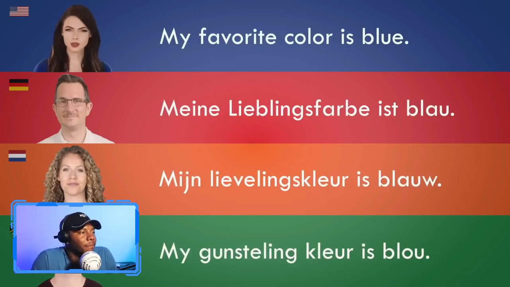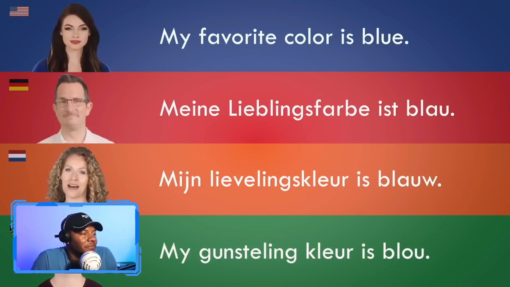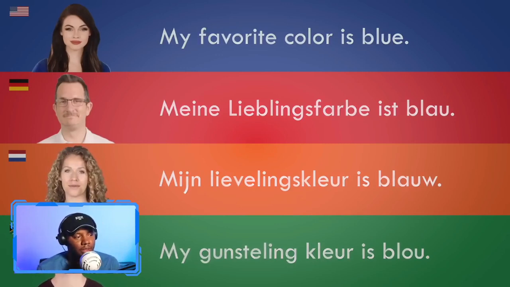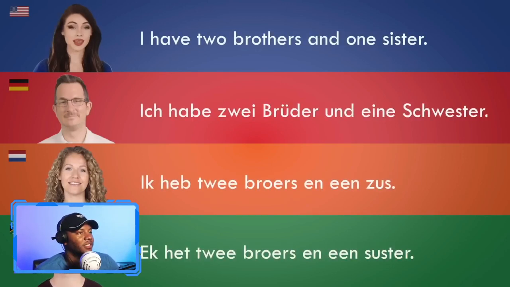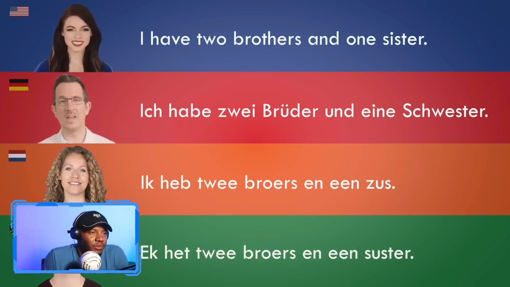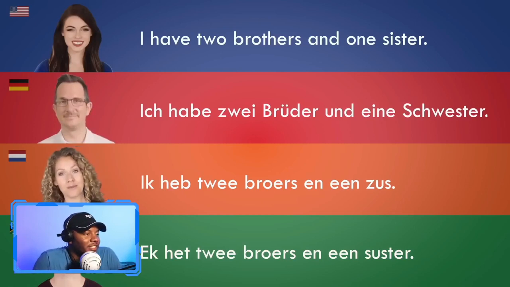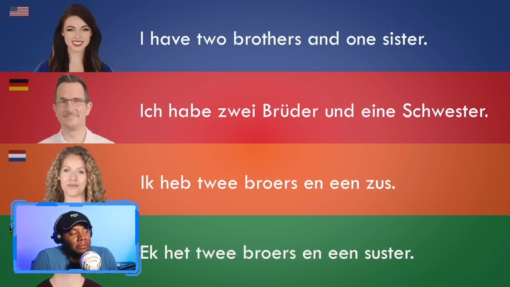My favorite color is blue. Meine Lieblingsfarbe ist blau. Mijn lievelingskleur is blauw. Do you have any siblings? Hast du Geschwister? Heb je broers of zussen? Oh yeah, that was kind of tough in Dutch. I have two brothers and one sister. Ich habe zwei Brüder und eine Schwester. Oh my god. Ik heb twee broers en één zus. Yeah, that was kind of tough. I ain't gonna lie.